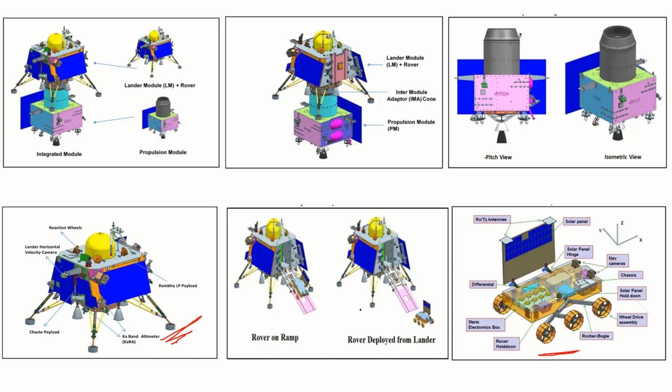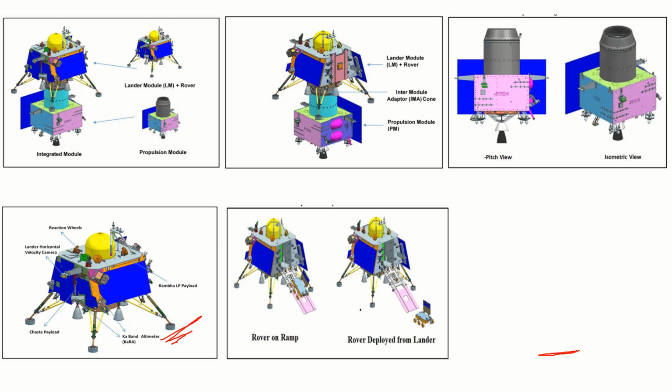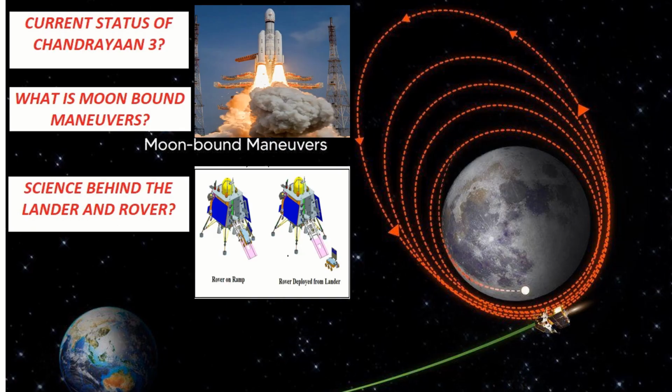So what have we discussed here? First, the current status of Chandrayaan-3, what the moon-bound maneuvers are, why it reached them, and the science behind the lander and the rover. That's all for today's session.